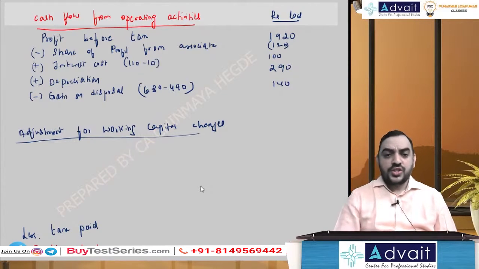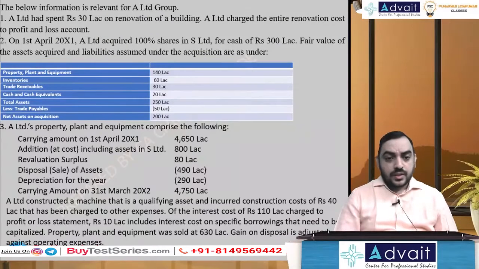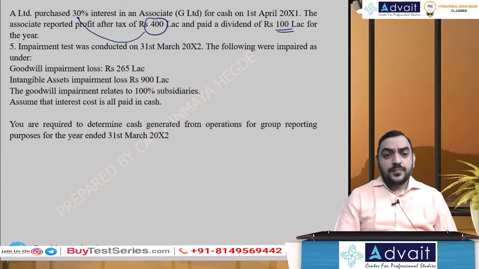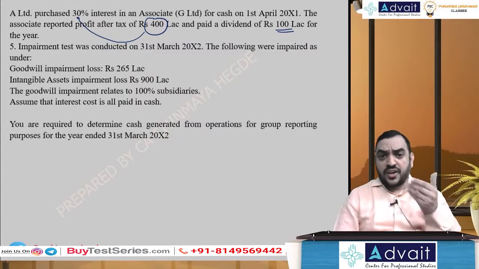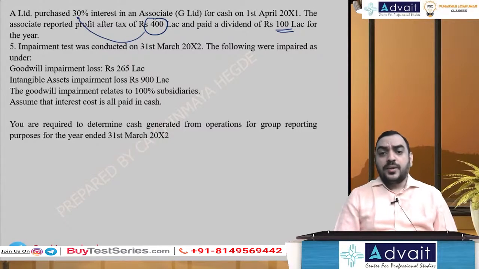Okay. I will go further. So gain on disposal we have done. Let's look for any other adjustments. This slide is done. Purchase of 30% interest, I already told you, 400 lakhs, 30% we already subtracted. And the associate paid a dividend. You received it.